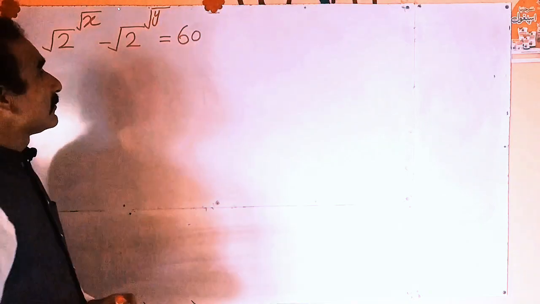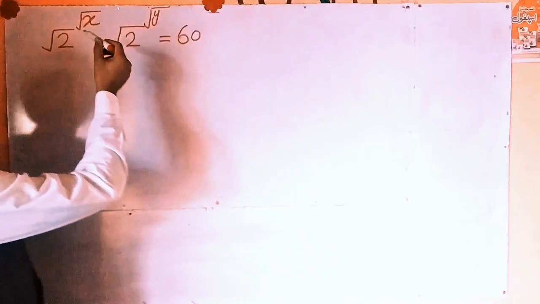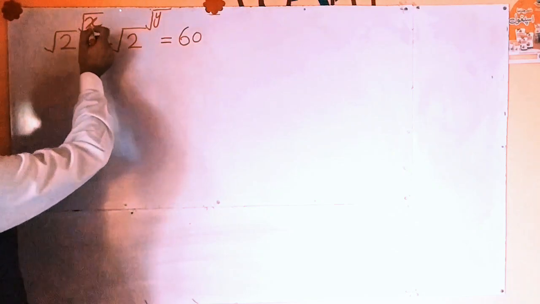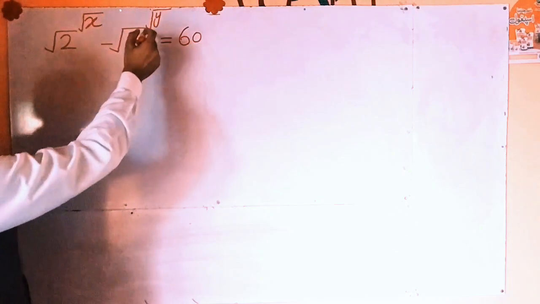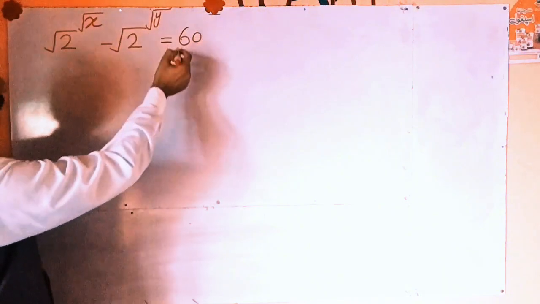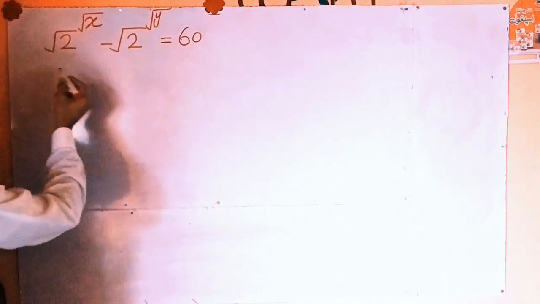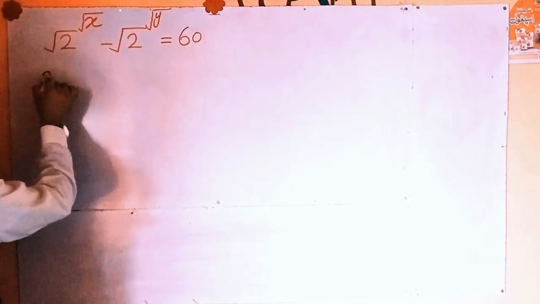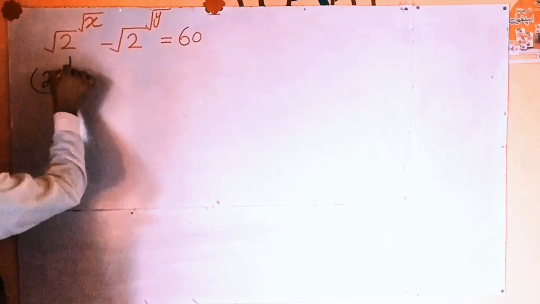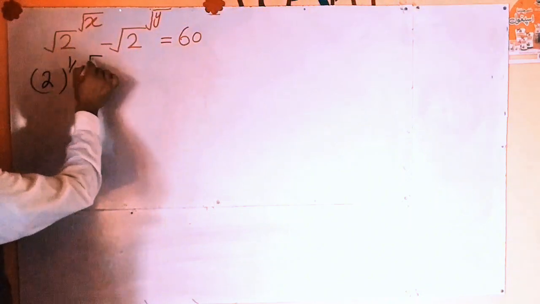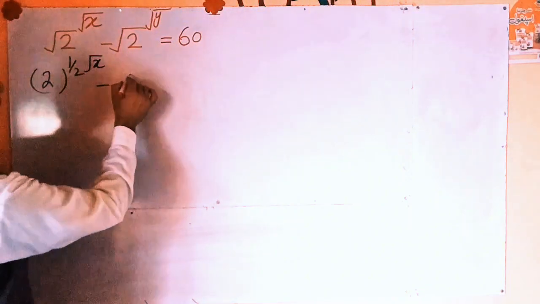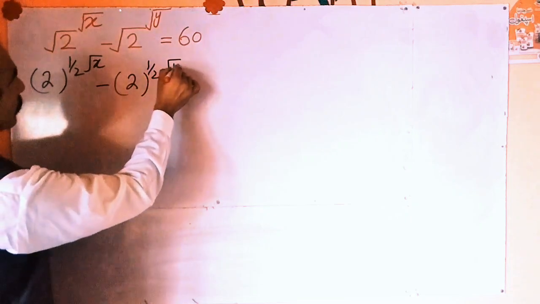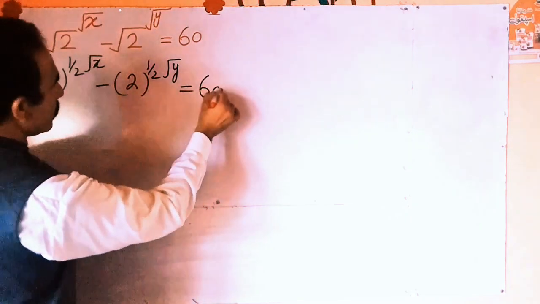Today we start China Olympiad math, where our question is 2 to the power of square root of x minus 2 to the power of square root of y is equal to 60. Now we start our question. First of all, we remove the square root from here. 2 to the power of 1/2 x minus 2 to the power of 1/2 y is equal to 60.